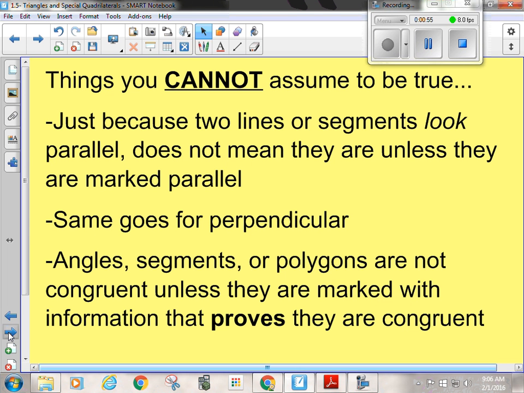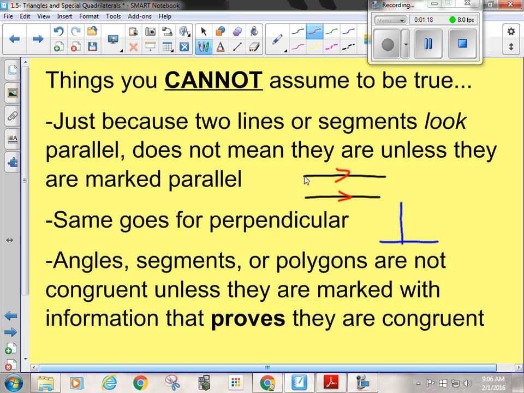Diagrams, we can't assume these things, that just because two lines or segments look like they're parallel doesn't mean they're parallel. The only way that we know they're parallel would be if I had two line segments here and they had these arrows drawn on them. That's the only thing that implies parallel. Same thing goes for perpendicular. If two lines look perpendicular, the only way we know that they're for sure perpendicular is if they're marked perpendicular.